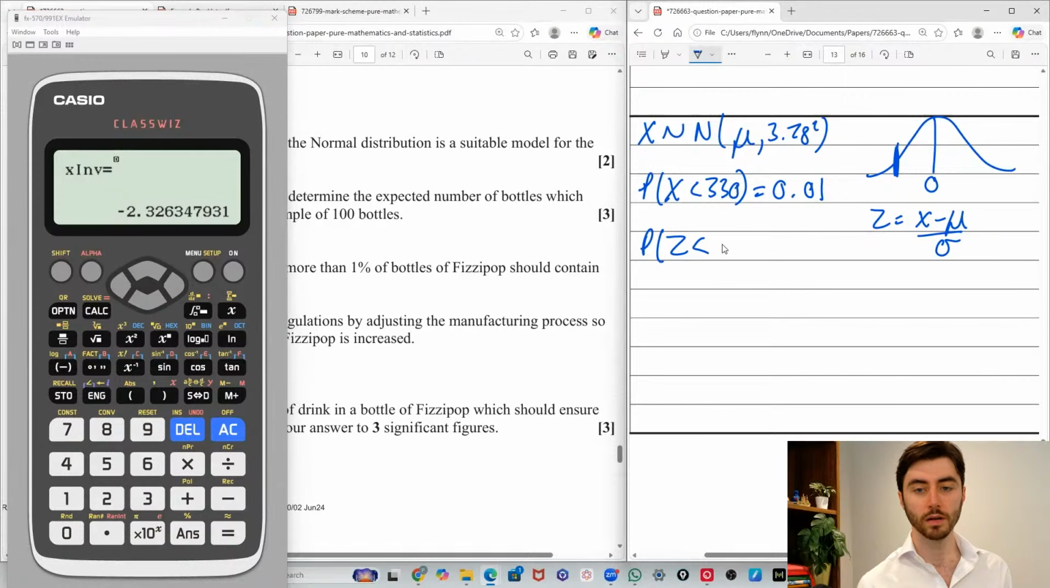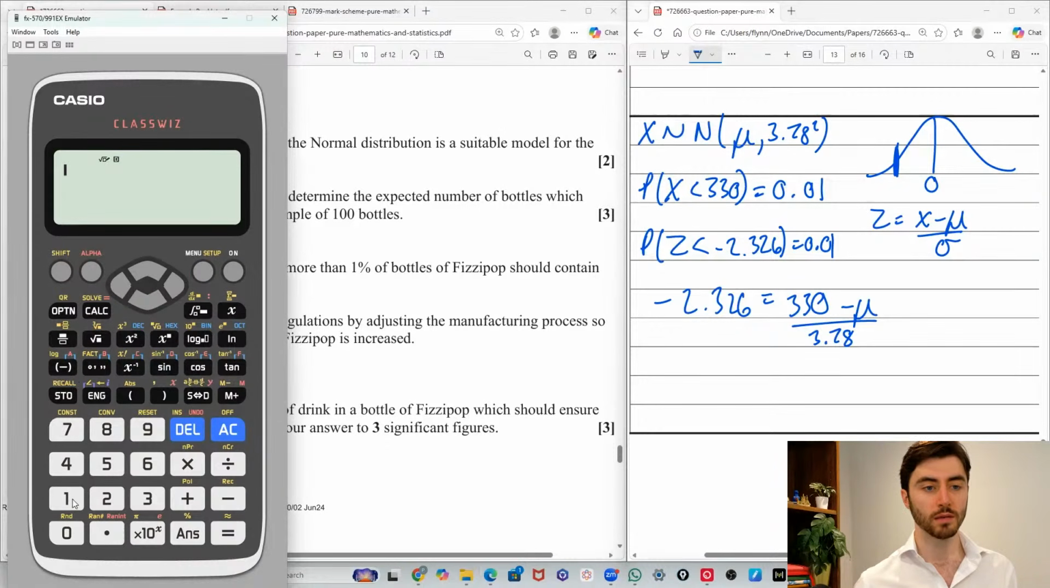Well, I'll say, so it's minus 2.326. So therefore, minus 2.326 equals 330 minus mu all over 3.78.